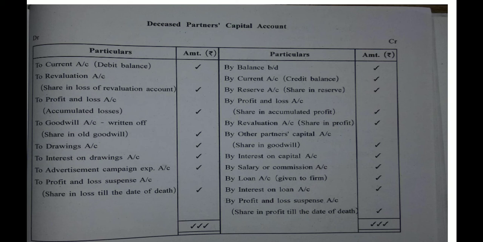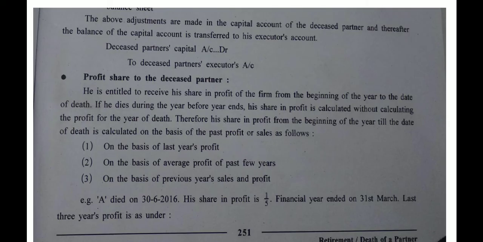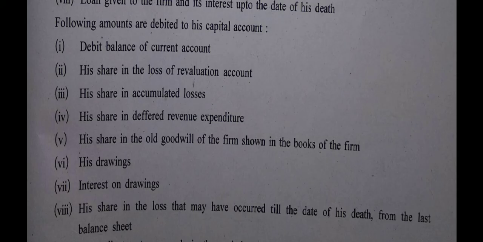Then we have the profit and loss suspense account. This is share in loss till the date of death. This is the last point that we have studied here. Here, if you can see on your screen, the last point here that I have explained. We'll understand this practically in long sums.